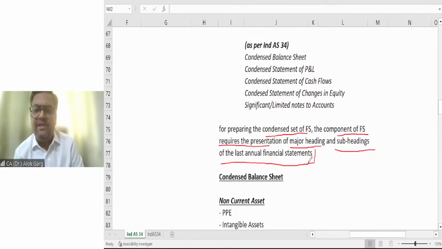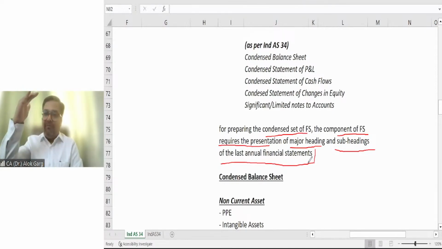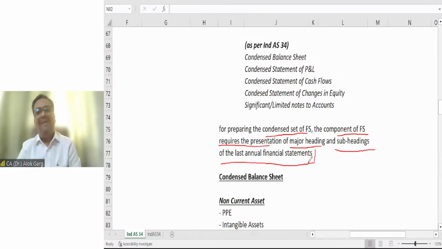Last annual means, for example, the company is preparing the condensed interim financial statement for the June quarter. Okay. What is the last annual in comparison to June quarter? For example, it is June 2023. What is the last annual? Last annual is March 2023, right? March 2023 is the last annual financial statement.